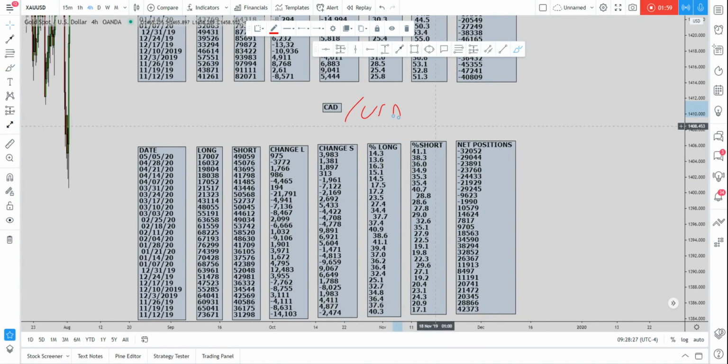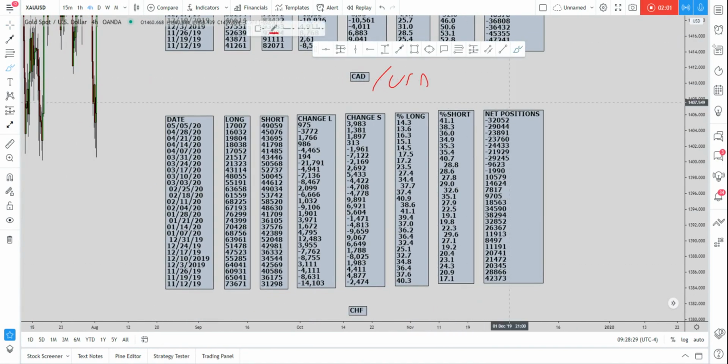So reading out what we have here at the moment, we can clearly see that net positions went from the 38k net positions that we had here all the way down to minus 32k. So basically it completely inverted, 100k net positions less. So while here we had that longs on the CAD were outweighing the shorts, now we have the completely opposite. Shorts are completely outweighing longs.